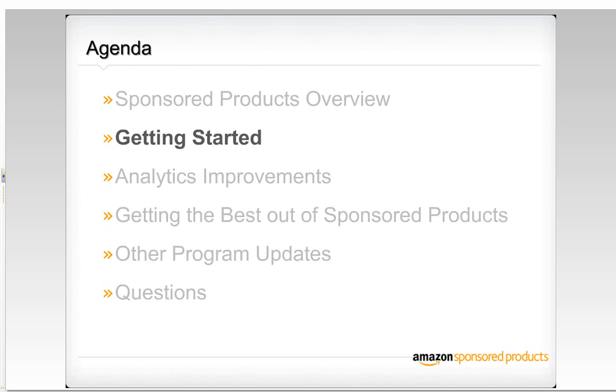Now we'll walk through the fundamentals of creating a sponsored products campaign. In this section, we'll go through all of the details of how to set up your campaign. In summary, you will set your default cost per click bid, select which SKUs you wish to advertise, and choose keywords to associate with your SKUs. Now let's start walking through the details.